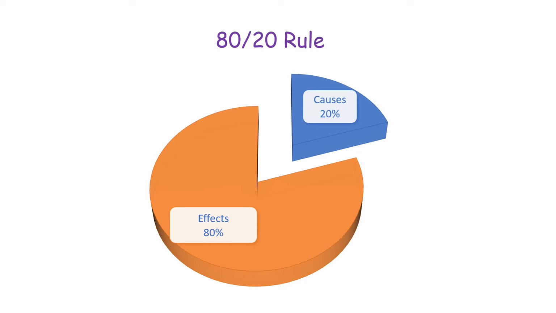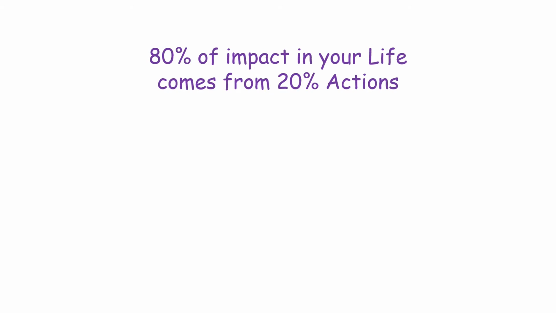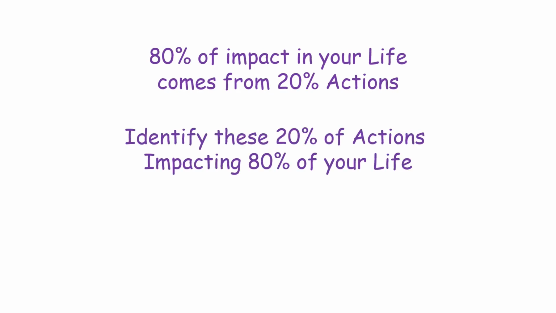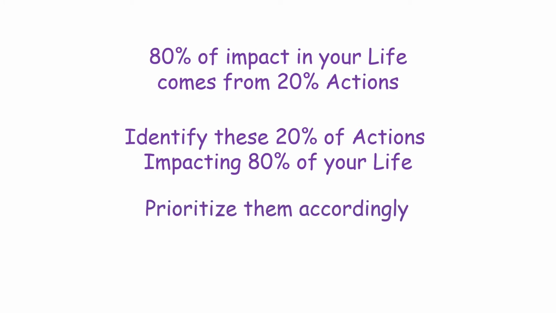80-20 rule. You can apply the 80-20 rule to your goal setting practice. This 80-20 rule is called the Pareto principle. The 80-20 rule suggests that 80% of effects in our life come from 20% of causes. 80% of impact in our life comes from 20% of our actions. So we need to identify these 20% of actions that have 80% impact on our life, and we need to prioritize them accordingly.